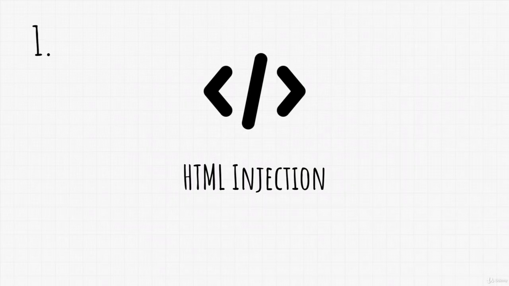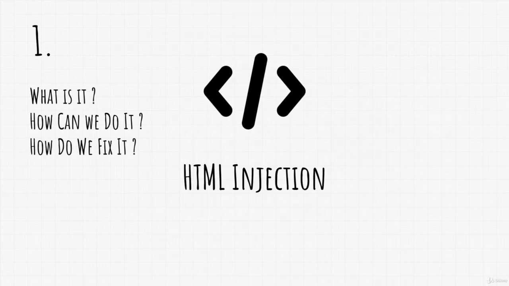For all the bugs that we will cover in this course, we will be asking three main questions. What is it? How can we do it? And how do we fix it? These are important questions for us, especially how we can discover a certain bug. Now, luckily HTML injection is not one of those critical vulnerabilities, however it is considered a bug.